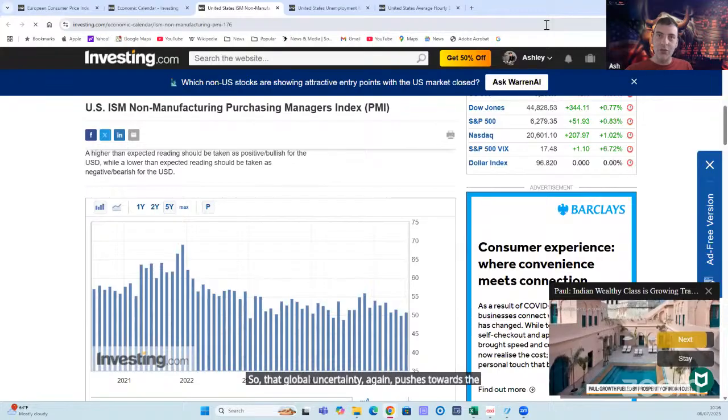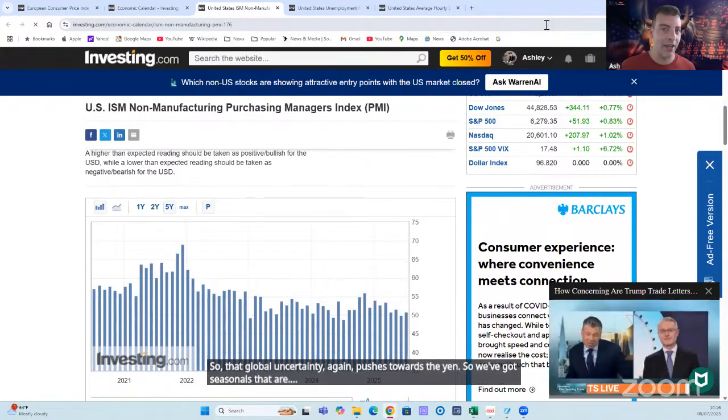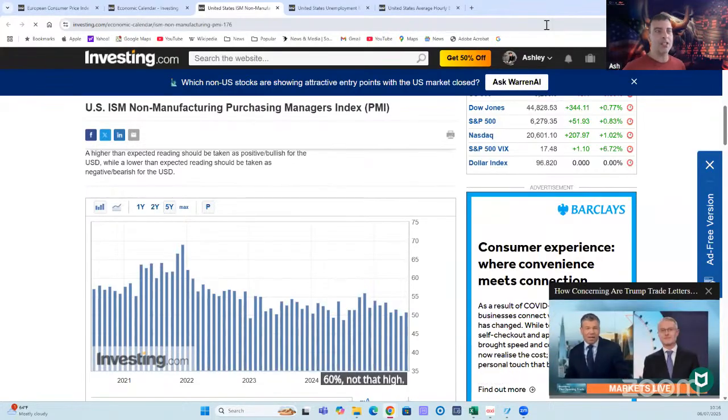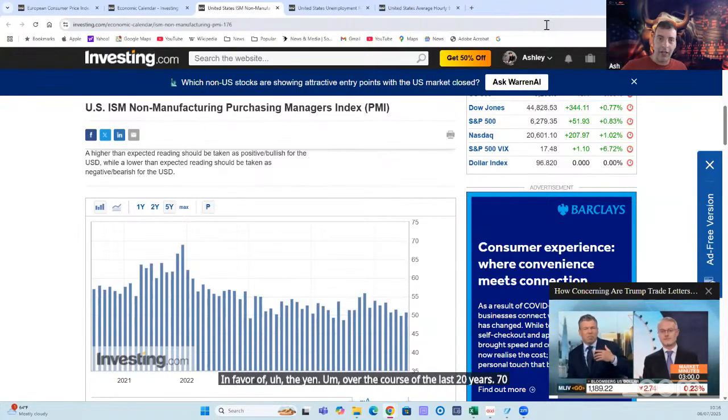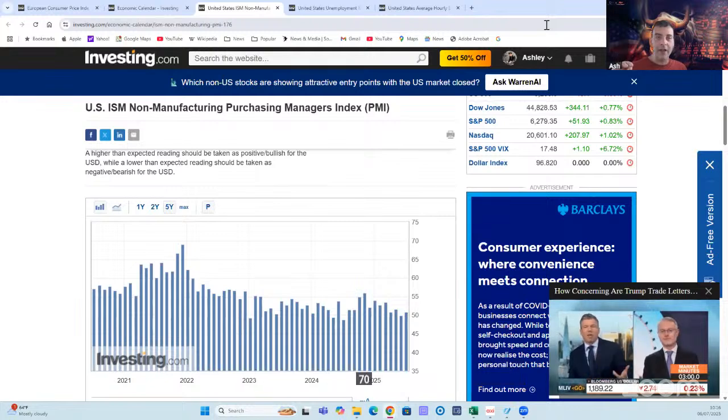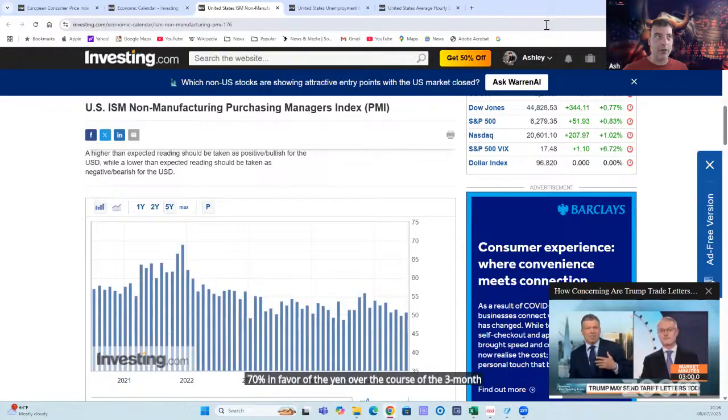So we've got seasonals that are 60%, not that high, but they are 60% in favor of the yen over the course of the last 20 years, 70% for the next month, and 70% in favor of the yen over the course of the 3 month period over 20 years. So we have some seasonal bias to going towards the yen.